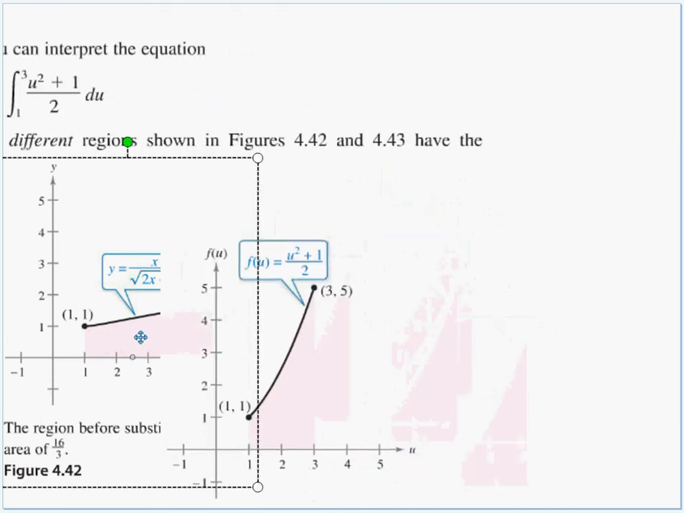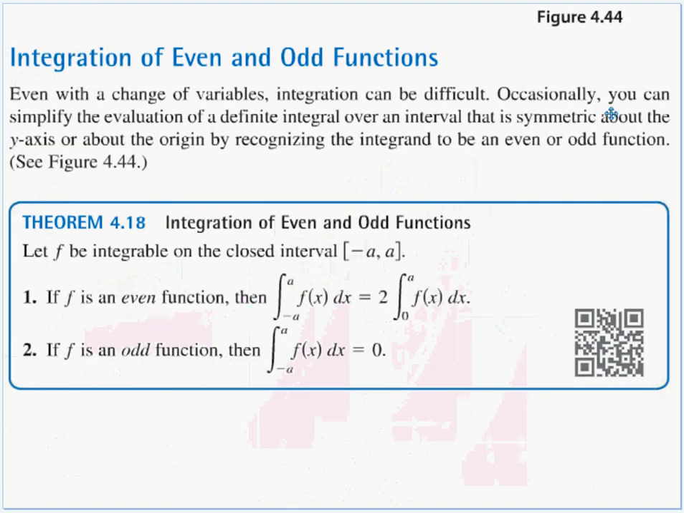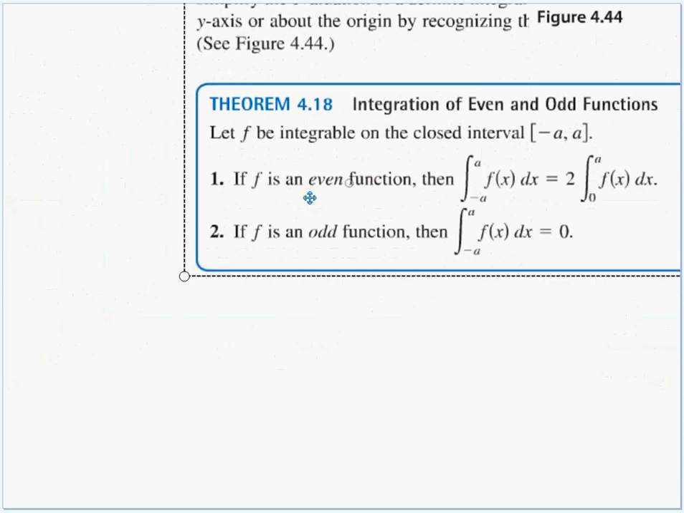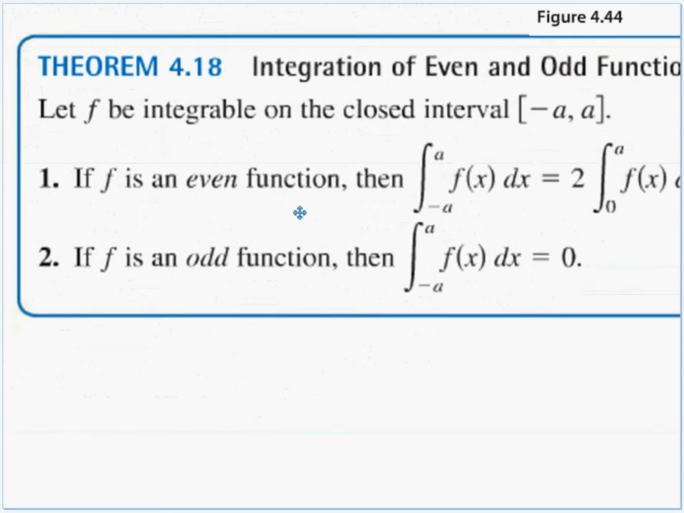Okay, now we're getting real close to the end here. Even and odd functions. It says here, even with a change of variables, integration can be difficult. Occasionally, we can simplify the evaluation of a definite integral over an interval that is symmetric about the y-axis or about the origin, by recognizing the integrand to be either an even or an odd function. So here, this theorem has sort of two shortcuts. Let's say f is an integrable function on the closed interval from negative a to a.